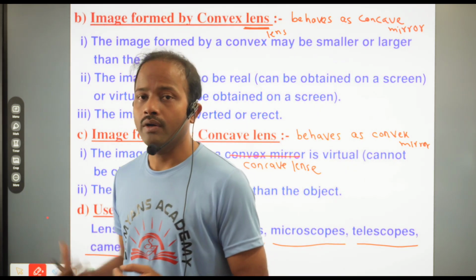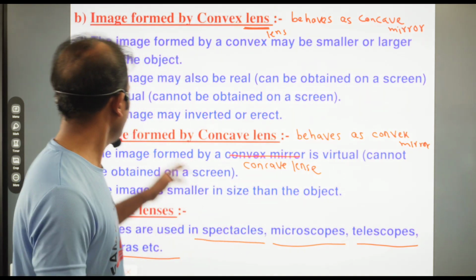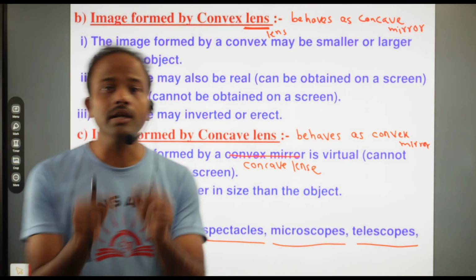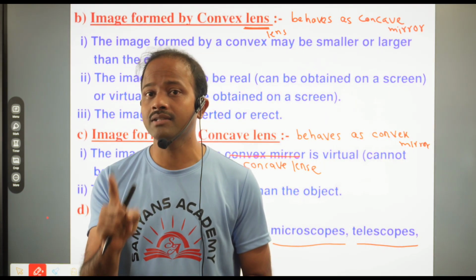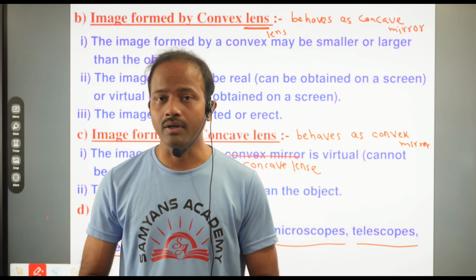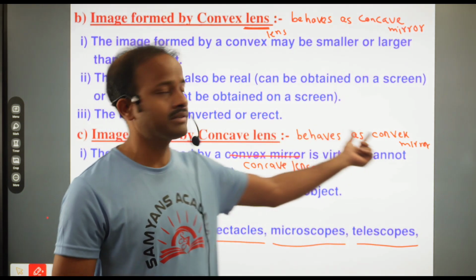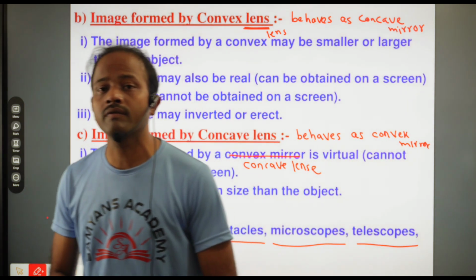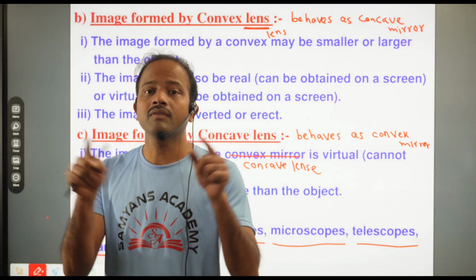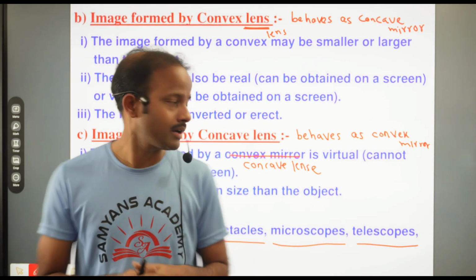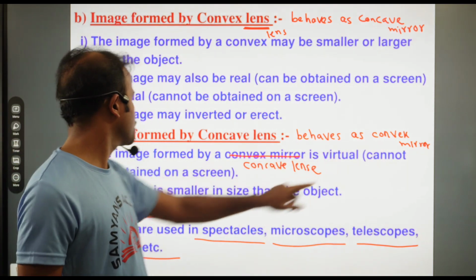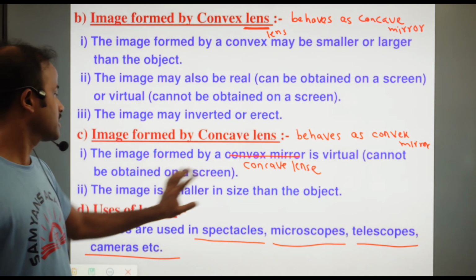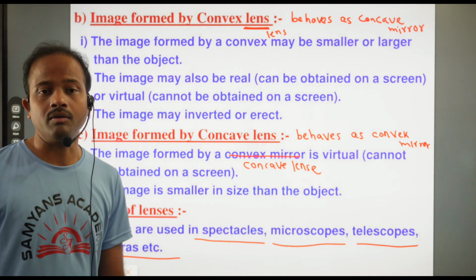Okay. Now, in case of concave lens, you see, concave lens behaves as convex mirror. Where can we use a convex mirror? We use it as a vehicle side view mirror, right? The image formed by the concave lens is virtual and cannot be obtained on a screen. The image is smaller in size than the object.